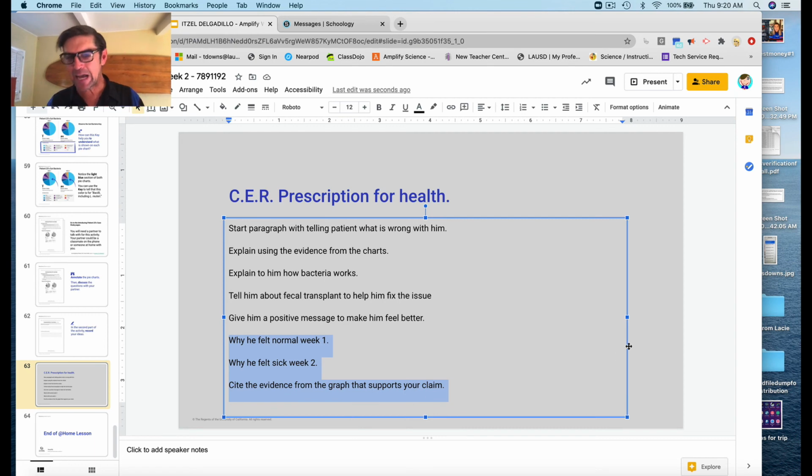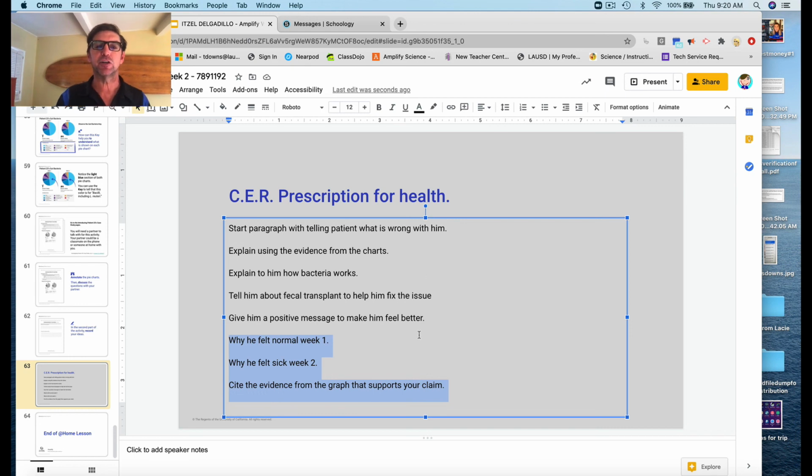Here's an example how you could do your CER. Start your paragraph off with telling the patient what is wrong with them. Explain using the evidence from the charts. Explain to him how bacteria works. Tell him about fecal transplants to help him fix the issue. And then give him a positive message to make him feel better. So there's your 5-sentence CER.